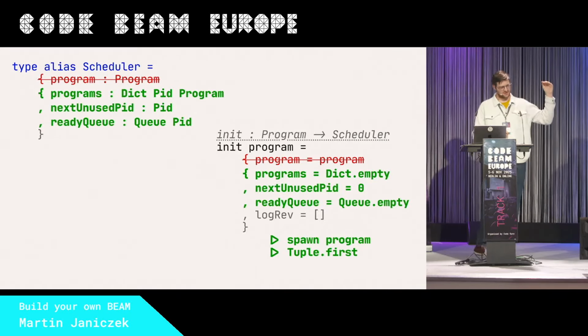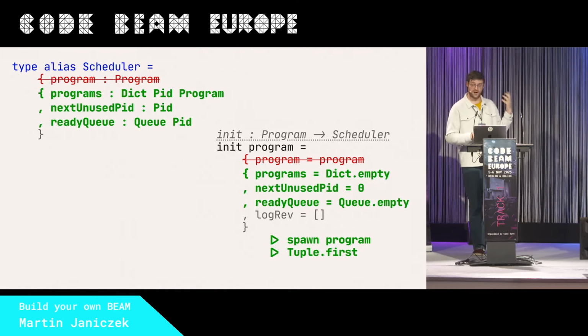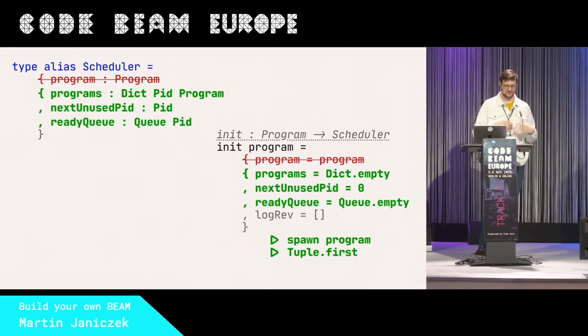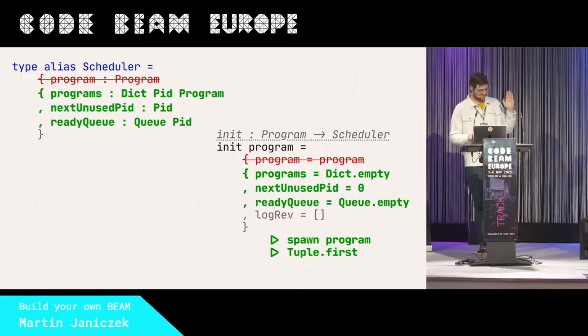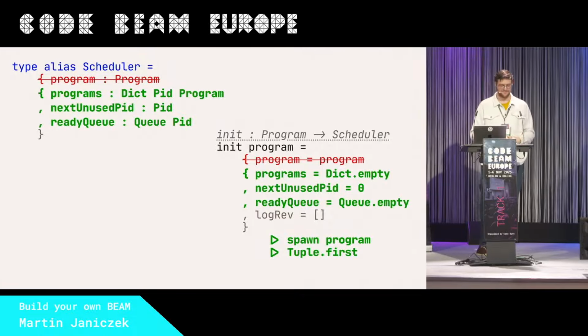So instead of a single program, we are going to hold them in a dictionary, an associative array or a map, because we will need to get them by the PID. And there's a new concept called the ready queue. It's a queue of PIDs for processes that are ready to be run, right? They are not running all the time. They are waiting to be processed.